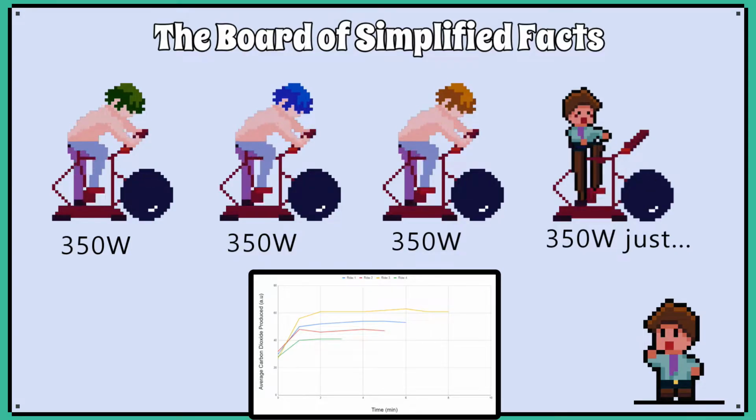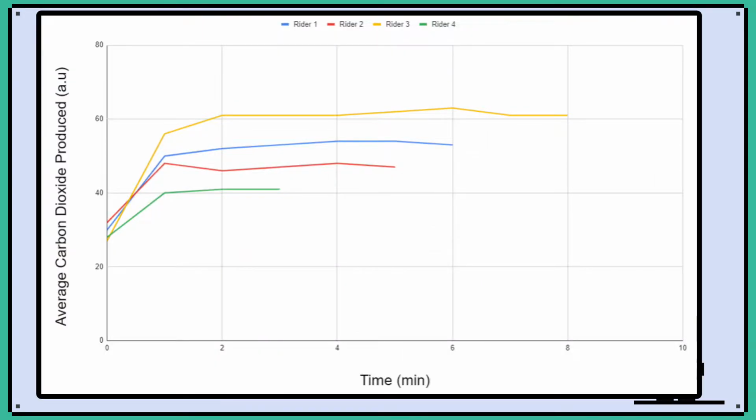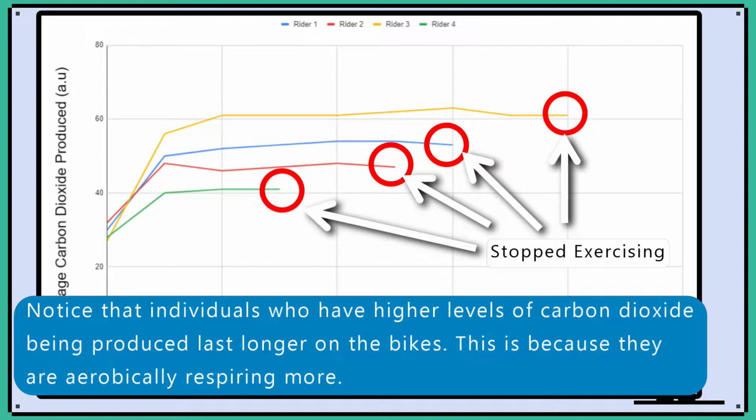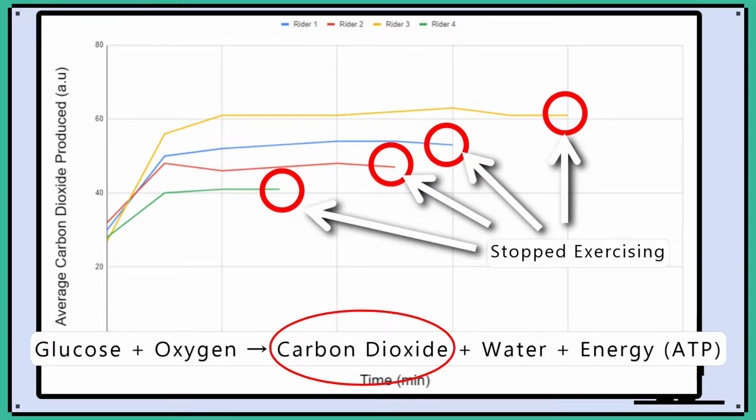We will look at carbon dioxide levels produced over time, and the data also shows us when riders stop due to cramp in the legs. Notice that individuals who have higher levels of carbon dioxide produced last longer on the bikes. This is because they are aerobically respiring more. Remember, carbon dioxide is a product of aerobic respiration.